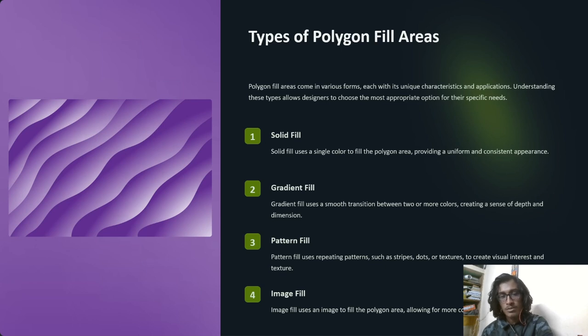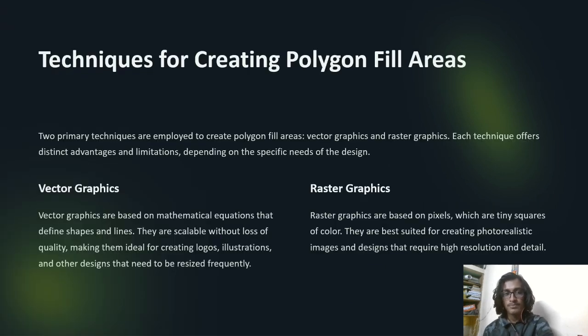Solid fill uses a single color to fill the polygon area, providing a uniform and consistent appearance. Gradient fill uses a smooth transition between two or more colors, creating a sense of depth and dimension. Pattern fill uses repeating patterns such as stripes, dots, or textures to create visual interest and texture. Image fill uses an image to fill the polygon area, allowing for more complex and realistic designs.